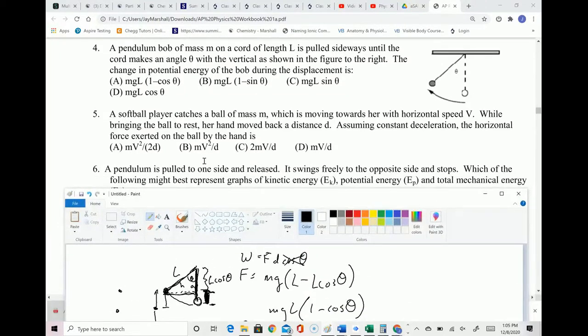We'll do one more of these, and then we'll talk about conservation of energy. A softball player catches a ball of mass m, which is moving towards her with horizontal speed v. While bringing the ball to rest, her hand is moved back a distance d. Assuming constant deceleration, the horizontal force exerted on the ball by the hand is what?